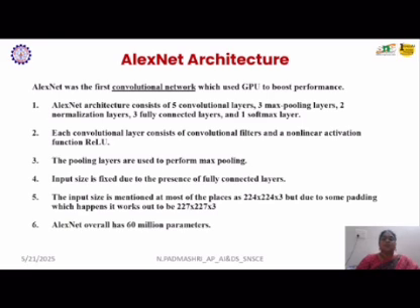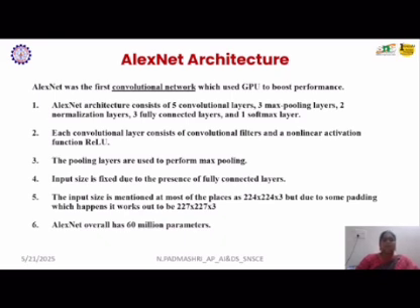So the convolutional layer has convolutional filters and a non-linear activation function. In short, it is called ReLU. So what is this ReLU? The detailed explanation of each and every layer we can discuss now. We have the pooling layers, mainly used to perform max pooling. Input size for each and every layer is fixed due to the presence of fully connected layers.